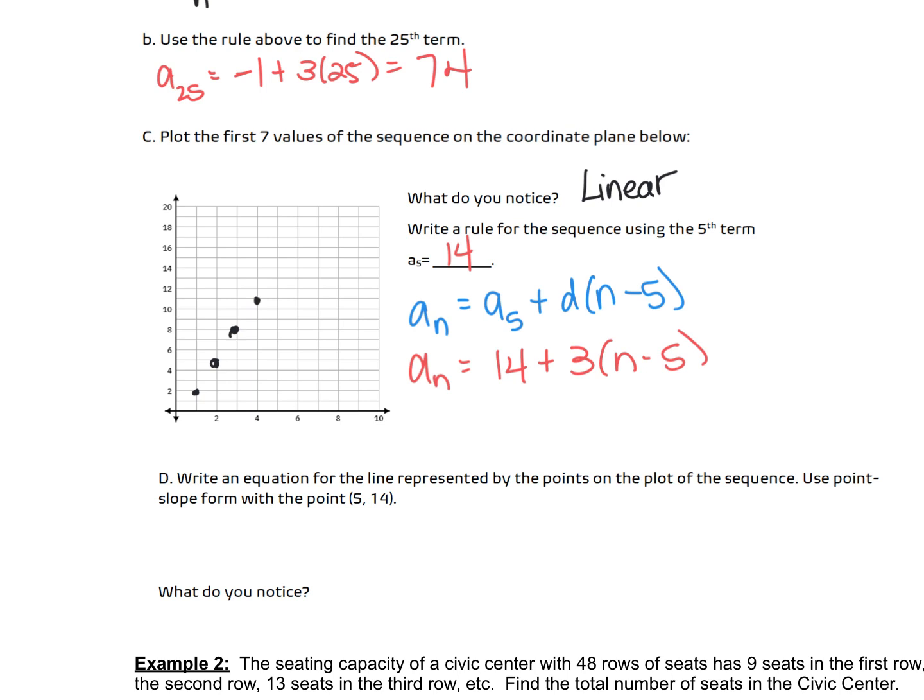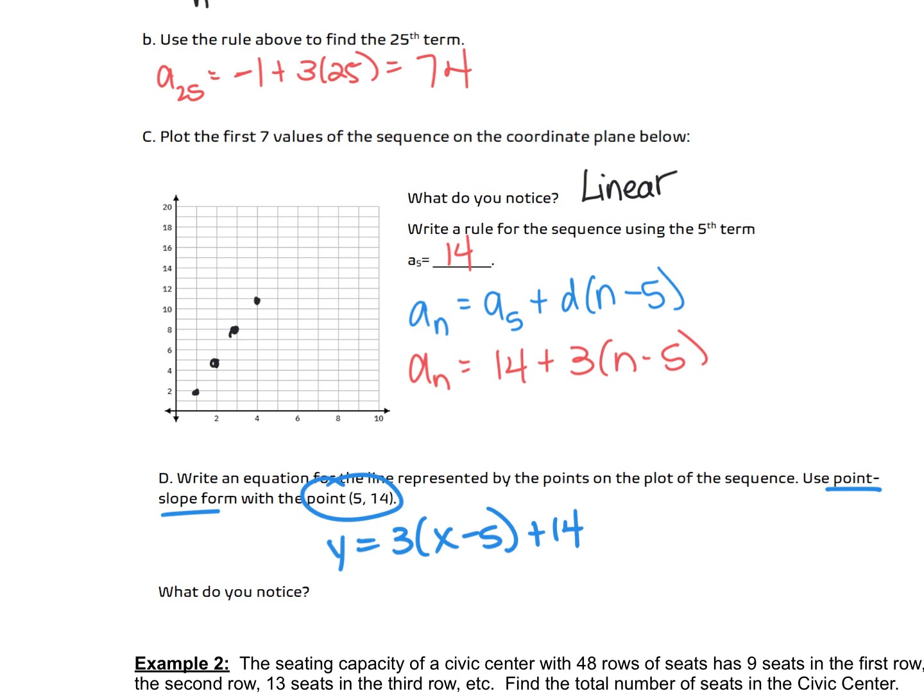So let's do this. This time it says just to write the equation for a line, all right, represented by the points on the sequence. We want to use point slope form with the point 5, 14. When I do point slope form, all right, y equals, we usually start with our slope. What's our rate of change for those points? It's 3. We do x minus the x value. And then we keep the y value.